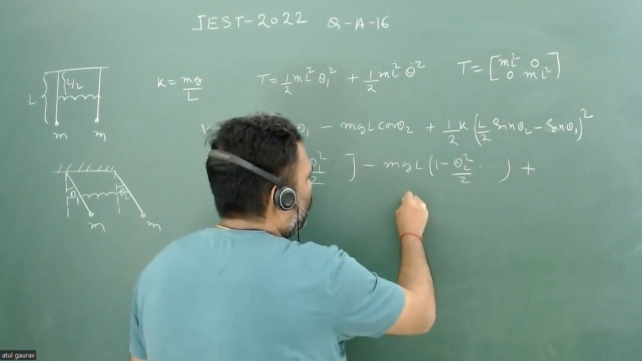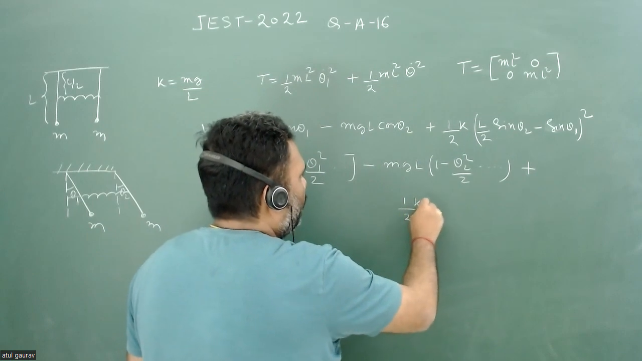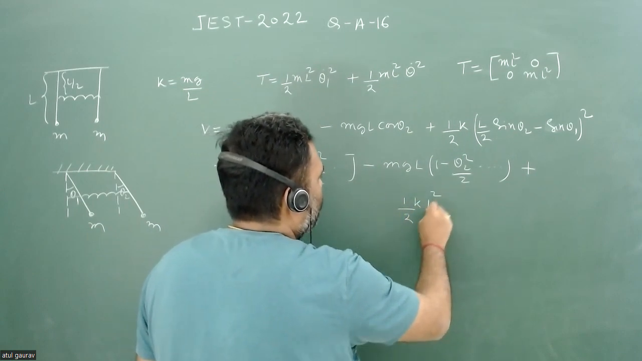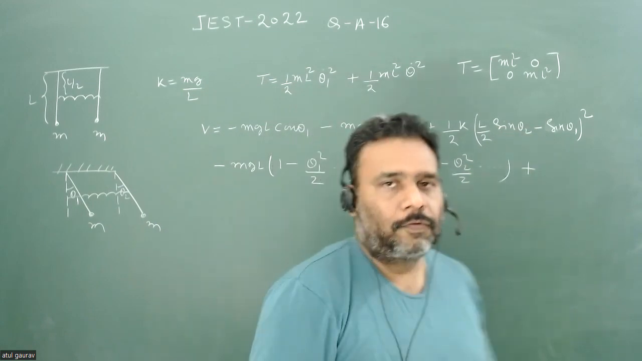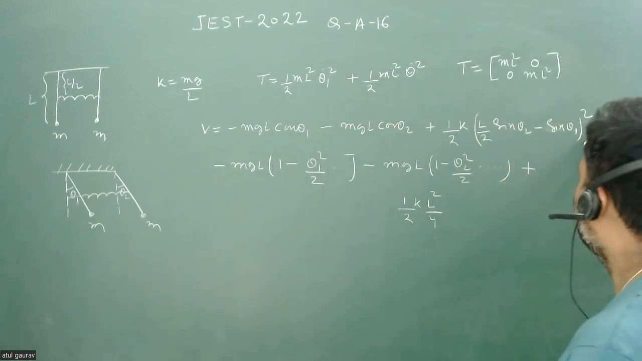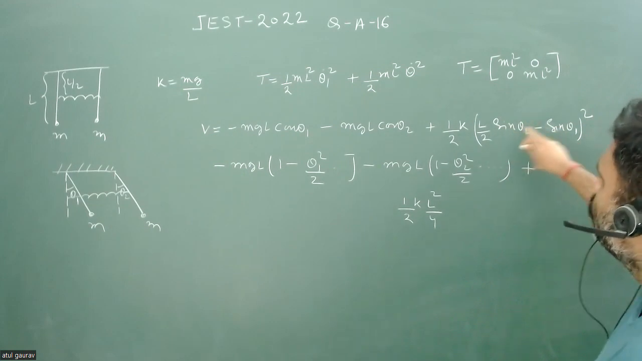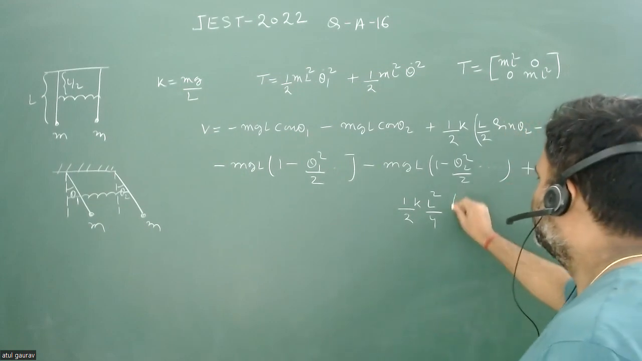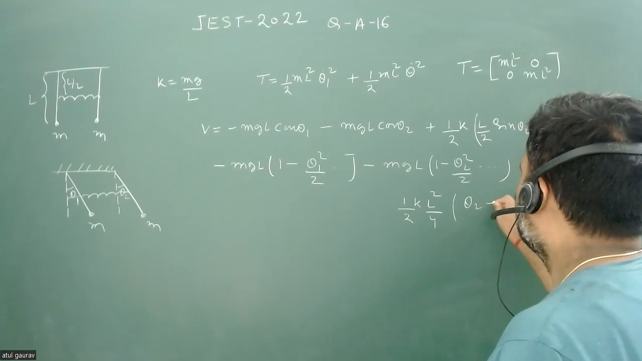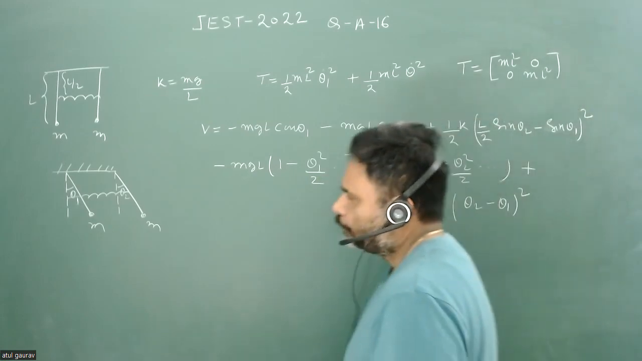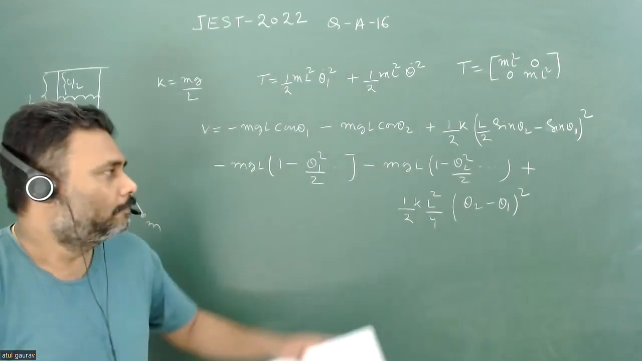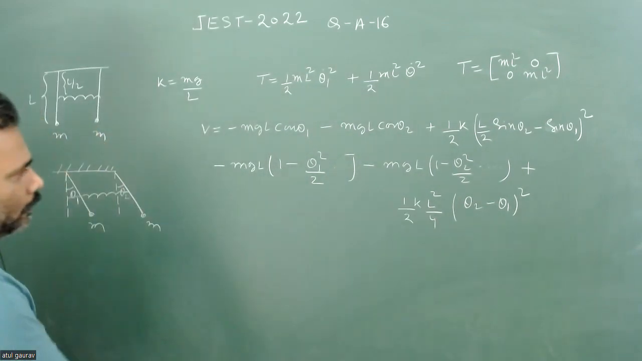Here we will go half k, and we have L square by 4. And for sine theta, if we go for the Taylor expansion, since there is a square there, we only have to go up to the first order term. So that value is equal to theta 2 minus theta 1 whole square. So now this is the thing.